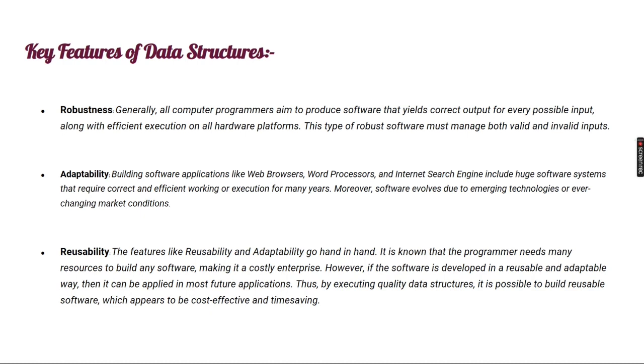And third is reusability. The features of reusability and adaptability go hand in hand. It is known that programmers need many resources to build any software, making it a costly enterprise. However, if the software is developed in a reusable and adaptable way, then it can be applied in most future applications. Thus, by implementing quality data structures, it is possible to build reusable software, which is cost effective and time saving.